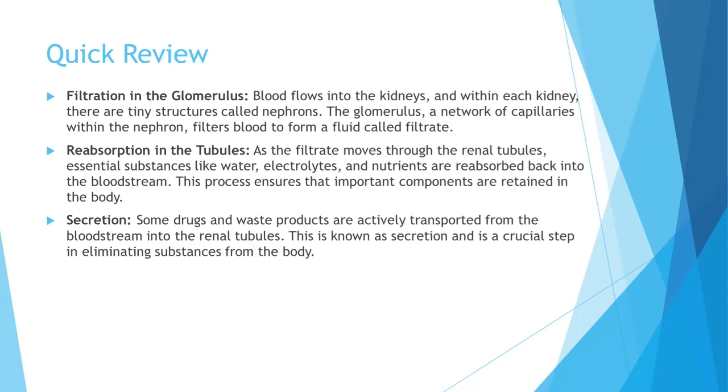As the filtrate moves through the renal tubules, essential substances like water, electrolytes, and nutrients are reabsorbed back into the bloodstream. This process ensures that important components are retained in the body. Then there is secretion. Some drugs and waste products are actively transported from the bloodstream into the renal tubules. This is known as secretion and is a crucial step in eliminating harmful substances from the body.